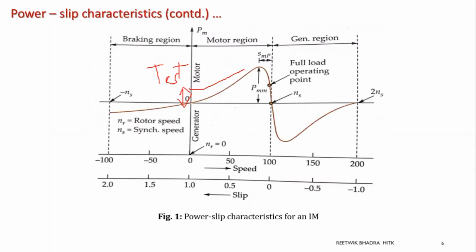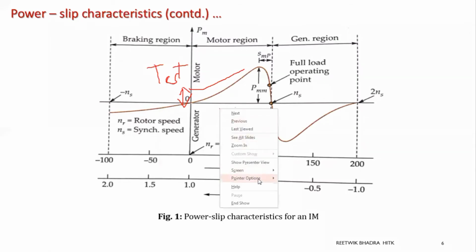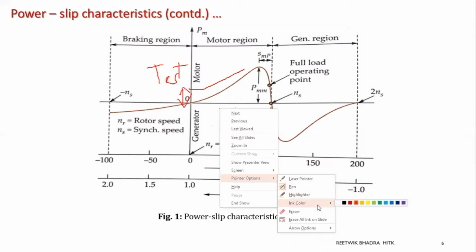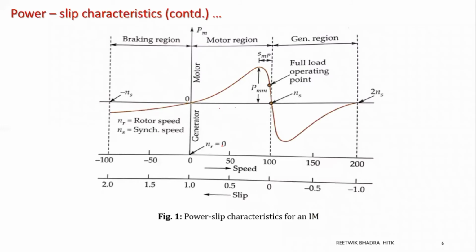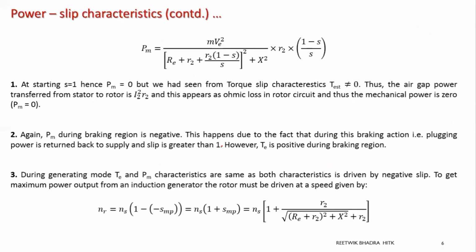There was a starting torque. Okay, but power is 0, torque is having some value. What does this mean? Can anyone tell me? What happens to the power at starting? At starting, what happens?